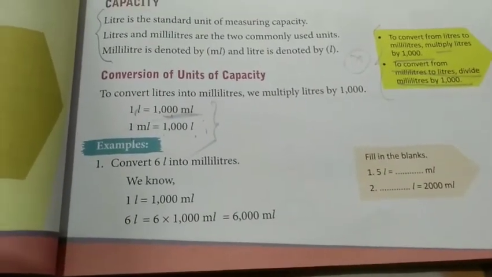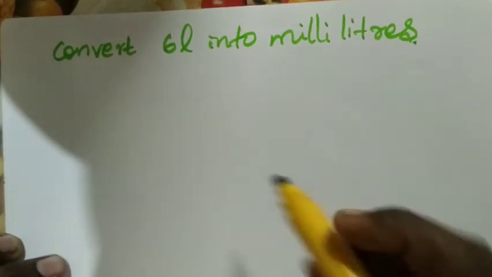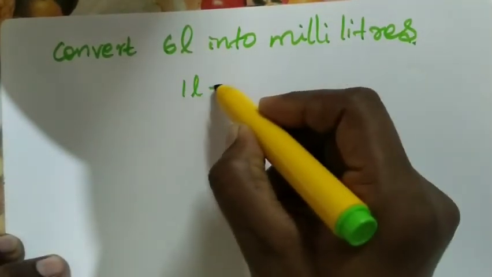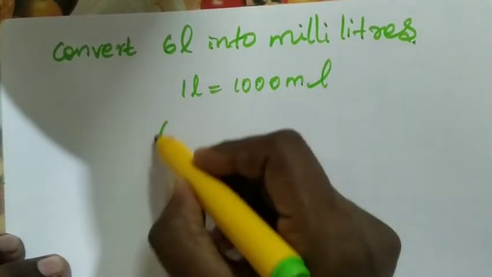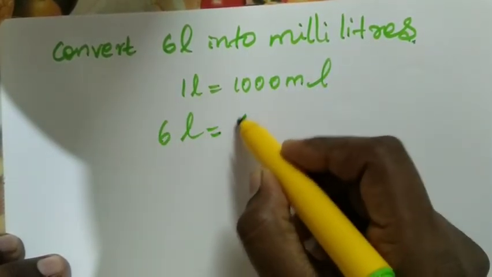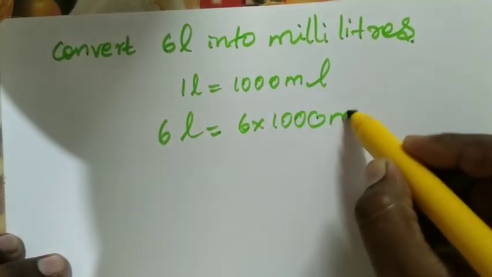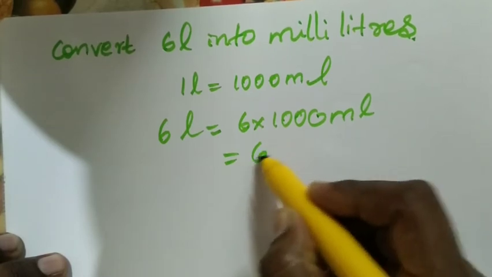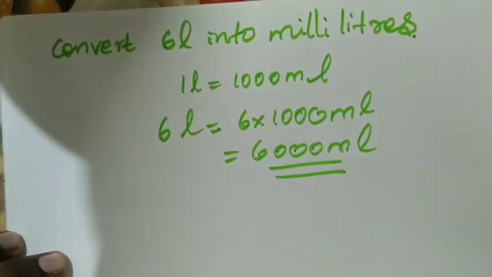Okay guys, the very first example is, we know that 1 liter is equal to 1000 milliliter. So 6 liter is equal to 6 into 1000 milliliter, which is equal to 6000 milliliter. Okay, are you clear?